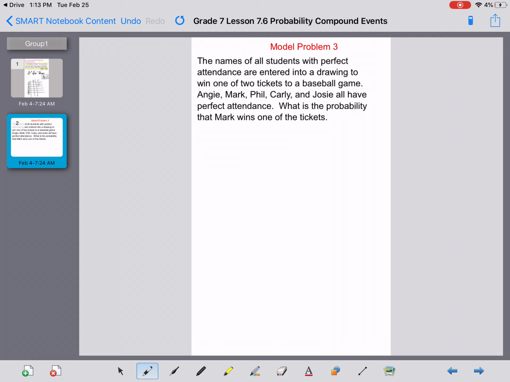The second question. The names of all students with perfect attendance are entered into a drawing to win 1 of 2 tickets to a baseball game. Angie, Mark, Phil, Carly, and Josie all have perfect attendance. What is the probability that Mark wins 1 of the tickets? Take a second to copy down the question.